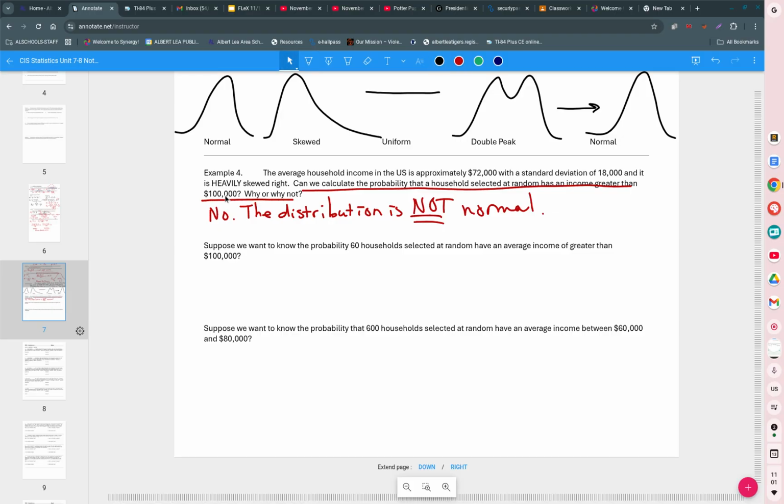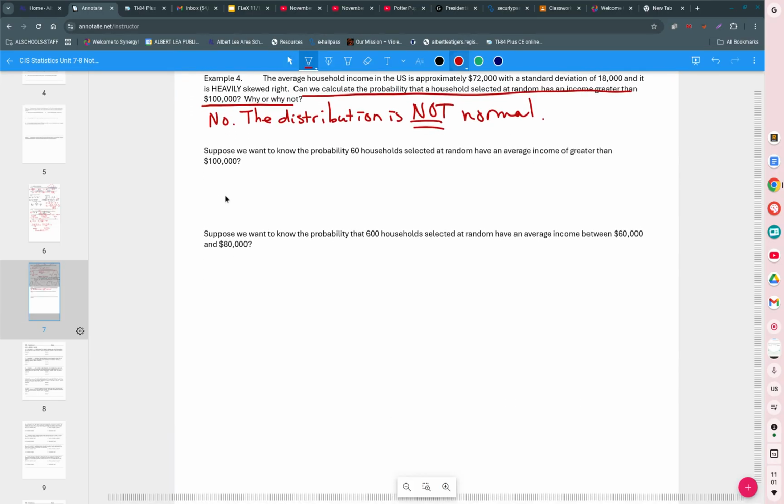It says as follows. Suppose we want to know the probability that 60 households selected at random have an average income of greater than $100,000. We're gonna change this because I did the numbers and they don't work out well at all. We're gonna change that to 6, and we're gonna change this to 80,000. It doesn't matter that our original distribution is skewed because we are sampling a mean. It will become normal. See if you can calculate this one on your own. Go ahead.